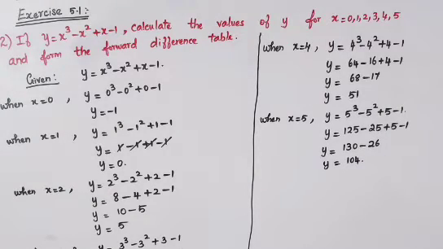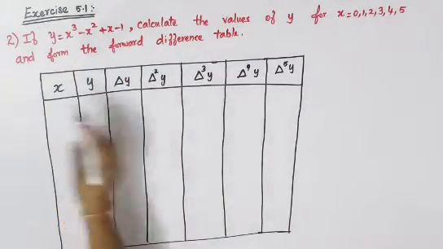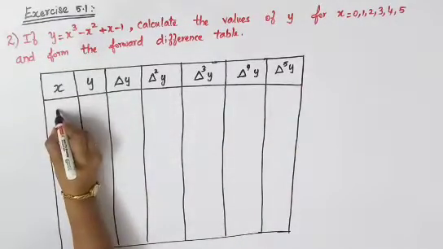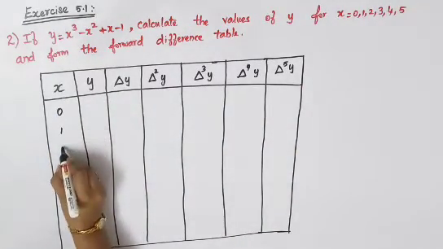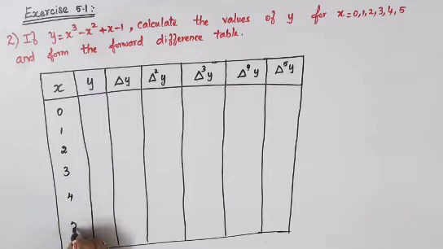So now we have all the values for y. We have to draw the forward difference table they have asked. So I have just drawn it and kept it. Your x values, whatever values are given, just write 0, 1, 2, 3, 4, 5.